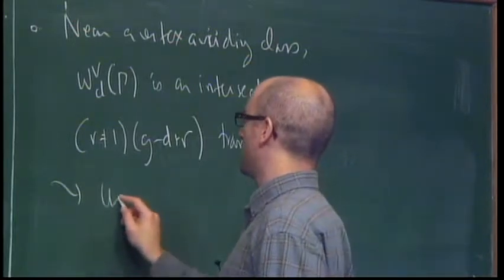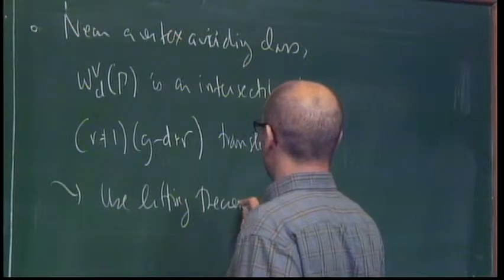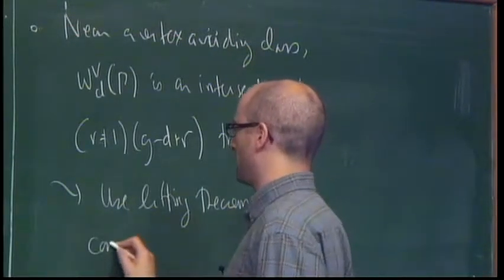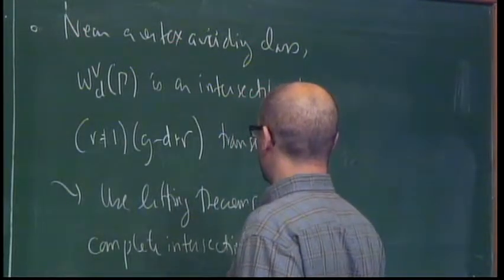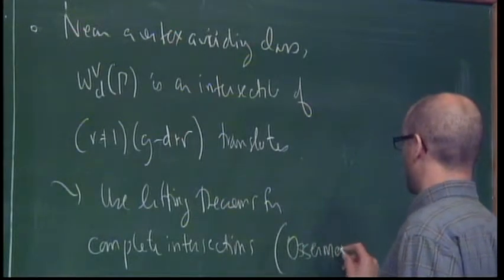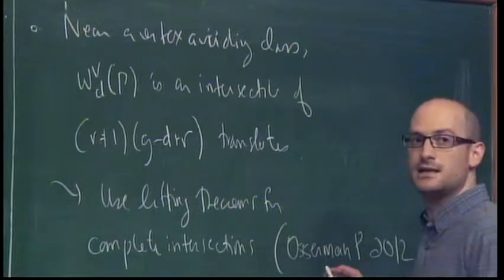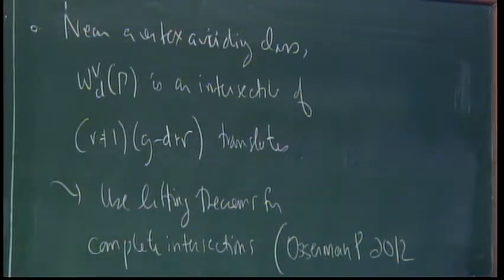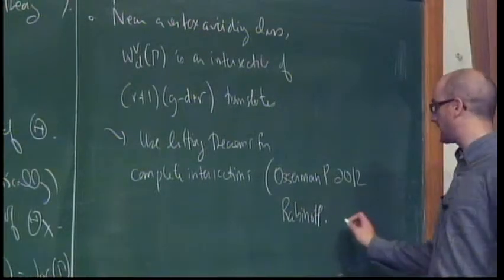And so then use lifting theorems for complete intersections. There were algebraic versions of these lifting theorems that I worked on with Brian Osserman, but these aren't enough for this particular lifting. We actually have to work locally analytically, and Joe Rabinoff, in his thesis, proved the analytic version that we need.